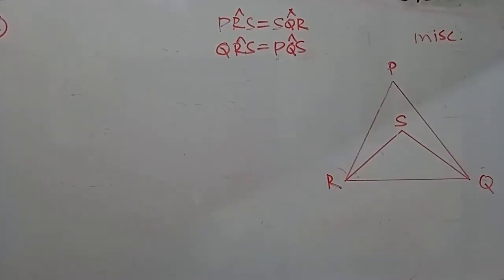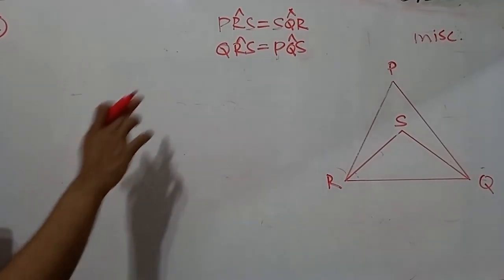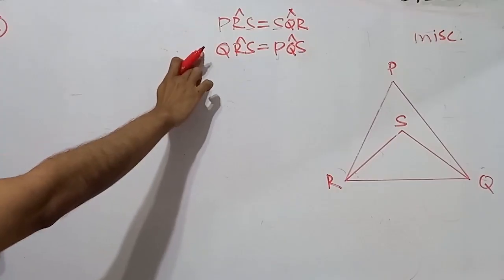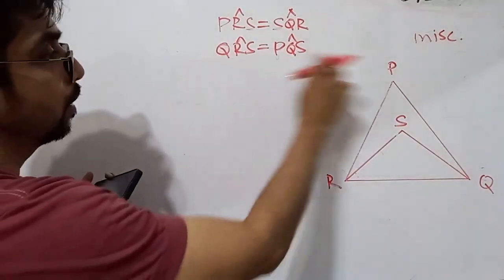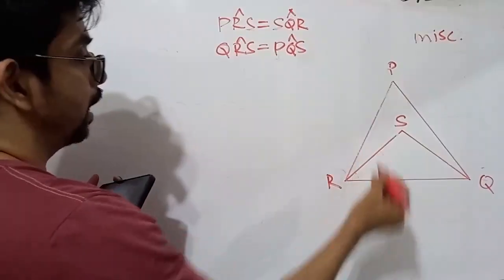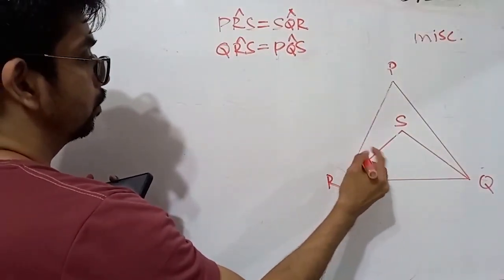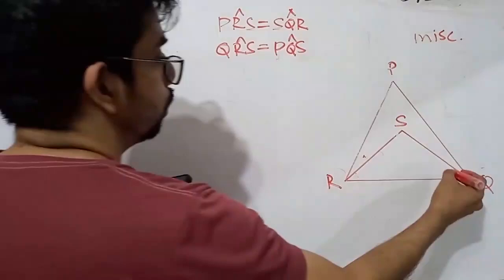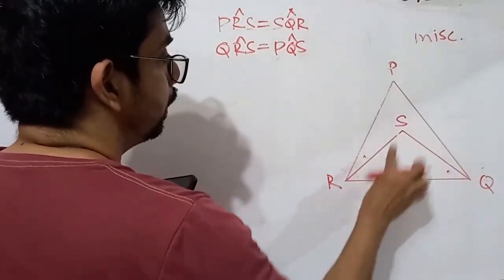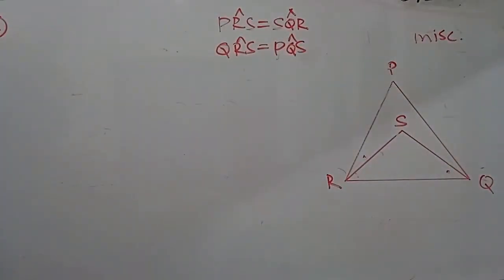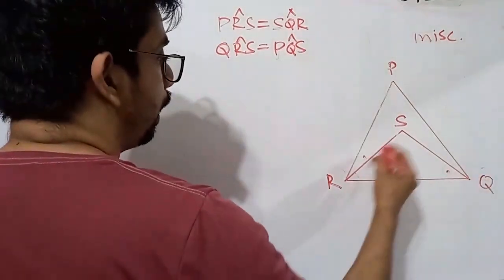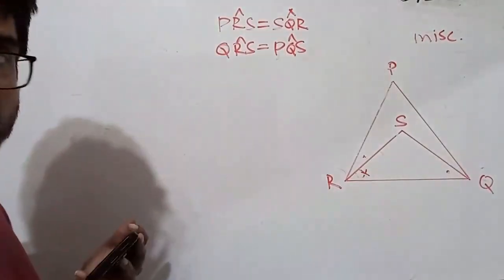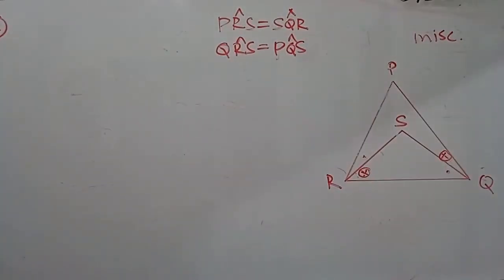Right, question number 2. Okay, question number 2. As indicated in the figure, the point S is located such that PRS is equal to SQR, QRS is equal to PQS. PRS, that means this angle, is equal to what? SQR, that means this angle, inside the SQR triangle. Then we have QRS, that means this angle. This angle is equal to PQS. By applying the axioms, show that PRQ, so these two are given.